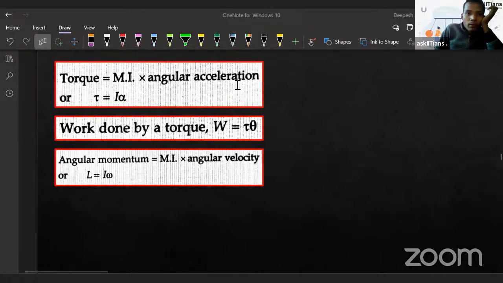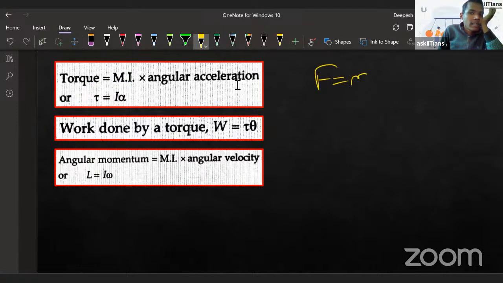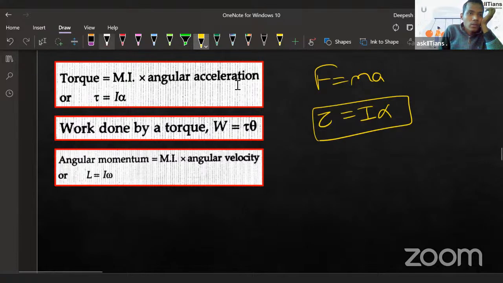Now, if I want to make certain formulas, for example, how is this formula coming out? Torque is equal to I alpha. I already explained it, because force is equal to mass times acceleration. So force is converting into torque, mass into I, and a into alpha. This is how the formula comes out.